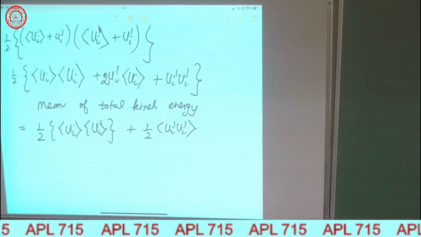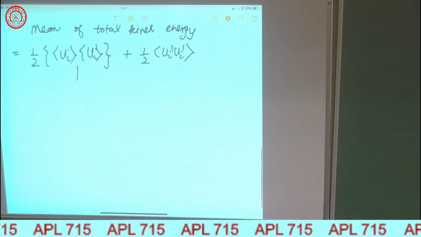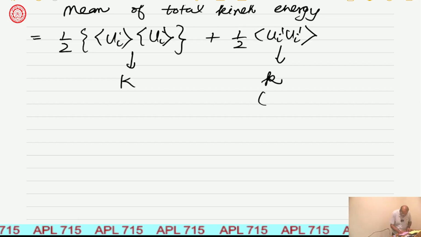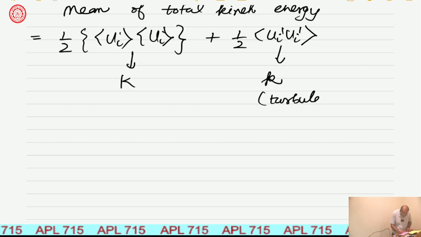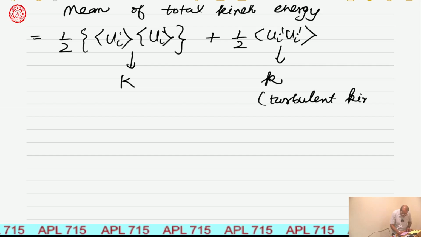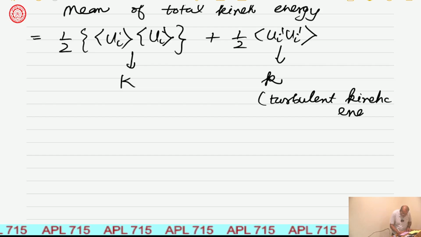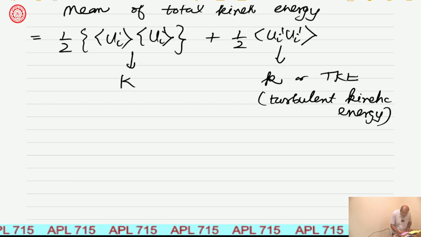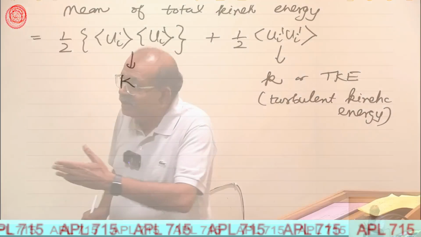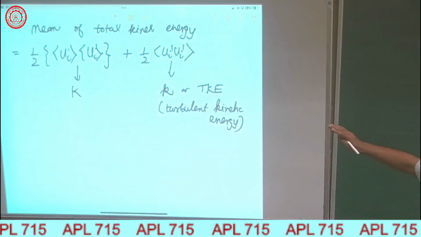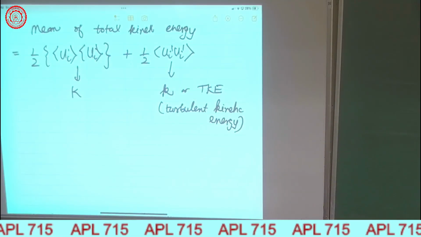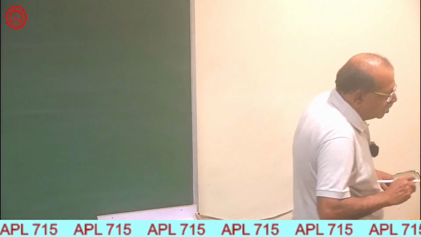So this term, in fact, I remember, I think I wrote it last time. This is what we call small k. This is capital K, this is small k, the turbulent kinetic energy. I realized I called it TKE, but TKE could also mean total kinetic energy, but that is what it does not mean. It means only the turbulent kinetic energy. So this we had last time.